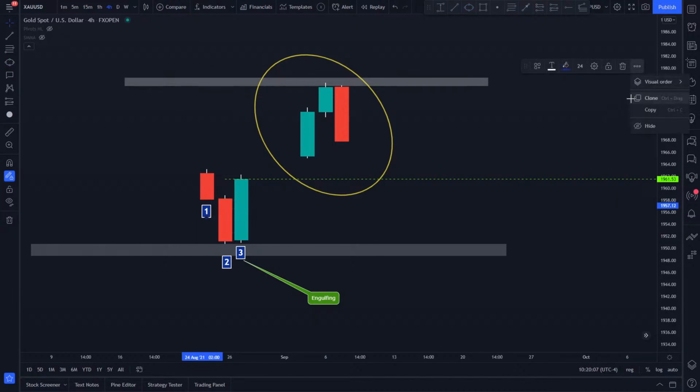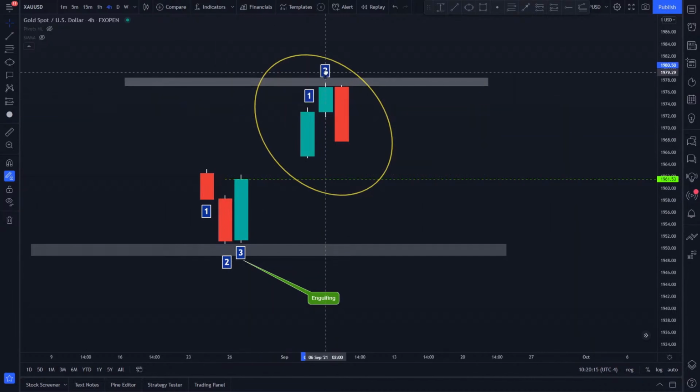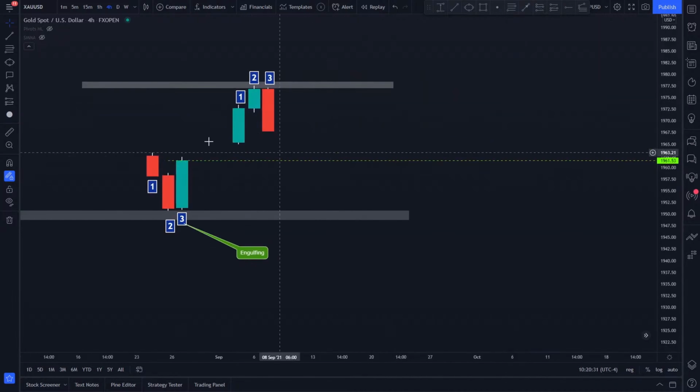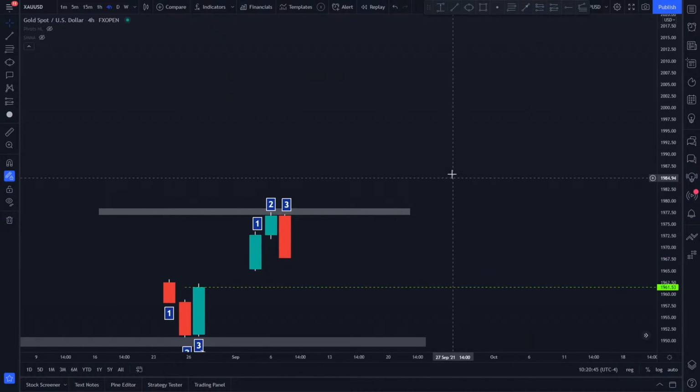So we have 1, 2, and 3. Very, very simple. Easy to understand. I think this is the most detailed I've ever broken down the 1, 2, 3 engulfing. If you have any questions about it, this is how the 1, 2, 3 engulfing looks. So I'm glad I made this video, because now that somebody asked me to explain this, I'm just going to refer you to this video.